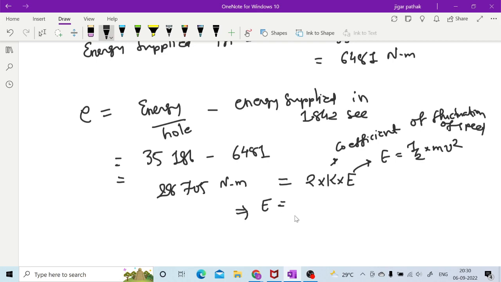So you can calculate your E as 478417, right? And once you get this, you can equate it to 1/2 mv square, where m is the only unknown. So you will find your m as 2392 kg.